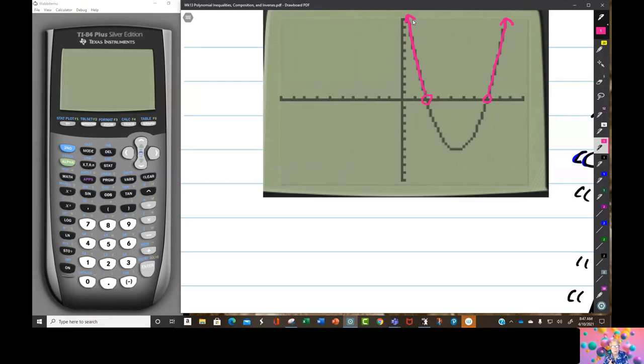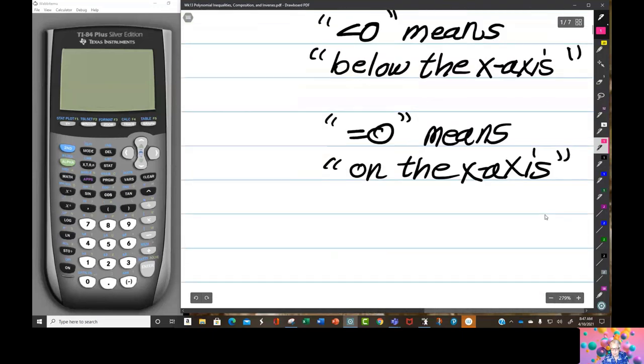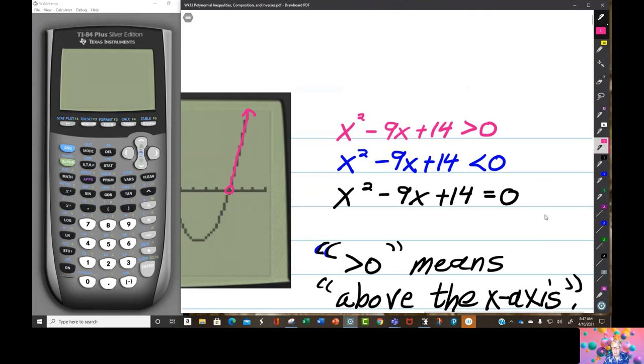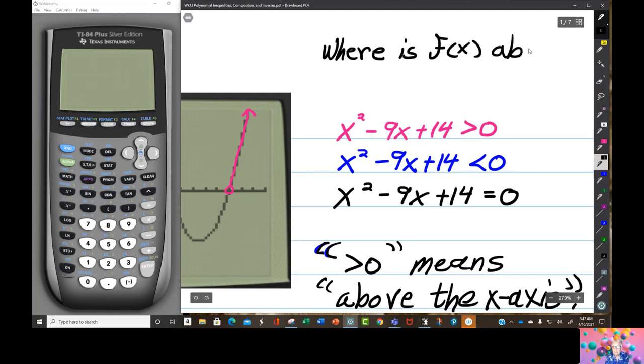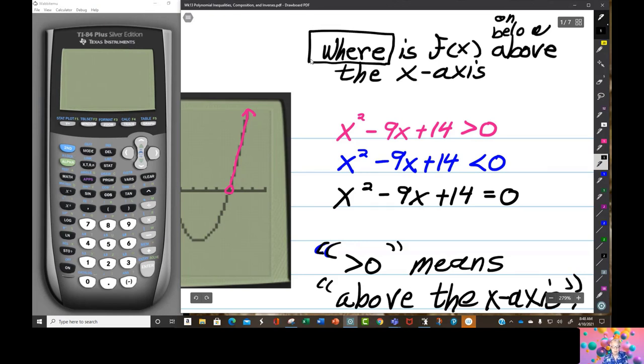Okay, now another code word that you have to be very careful of. Math is full of code. The word is where. Because the question being asked is where is, we'll just call these f of x, where is f of x above the x-axis? Or below? Or on? Where? This is the magic word right here. Where is saying location. Where is your location? Location means on the x-axis.